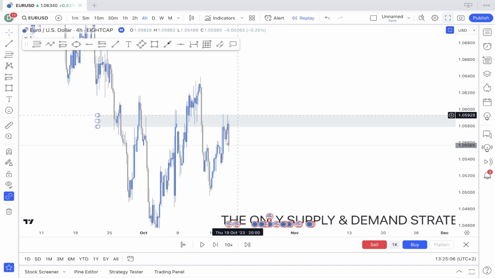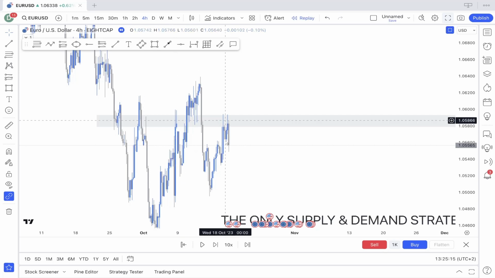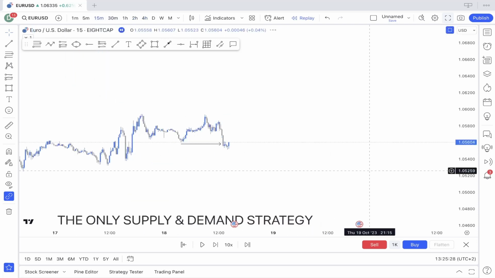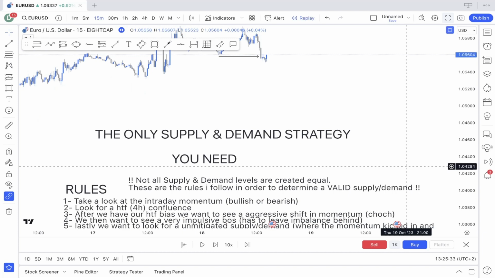Okay, why is this a 4-hour point of interest? Well, very simple. We have rejections here, here, here, and then here as well. Okay, so a 4-hour point of interest for me is a level where the market rejected multiple times in the past. And this is exactly where the market was rejecting from. Okay, so this is definitely a good higher time frame bias. All right, so step number 2 is also met.